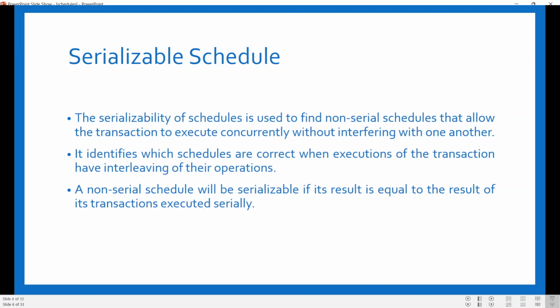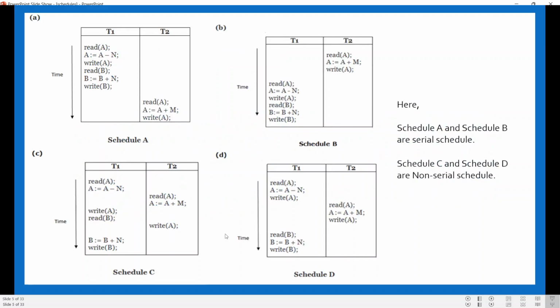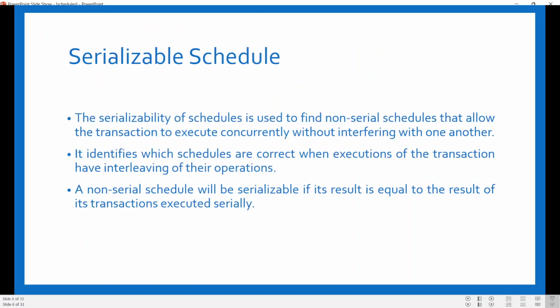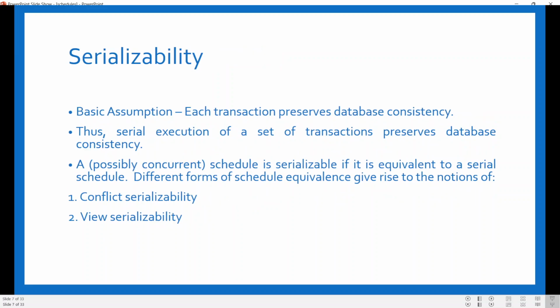So we will be finding which schedules are correct when the execution of transactions has interleaving of operations. So a non-serial schedule will be serializable. How can you say that? We can say a non-serial schedule is serializable if the final result of the non-serial schedule is the same as that of a serial schedule. So a transaction is said to be serializable if the result of a non-serial schedule is the same as a serial schedule. So what is serializability?